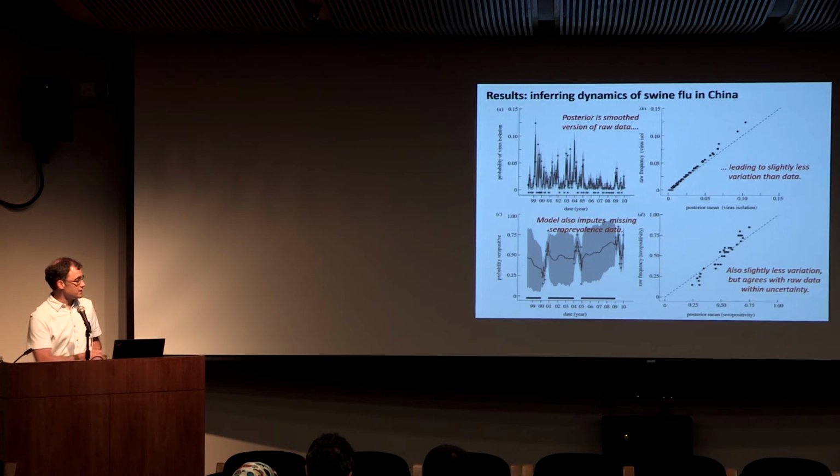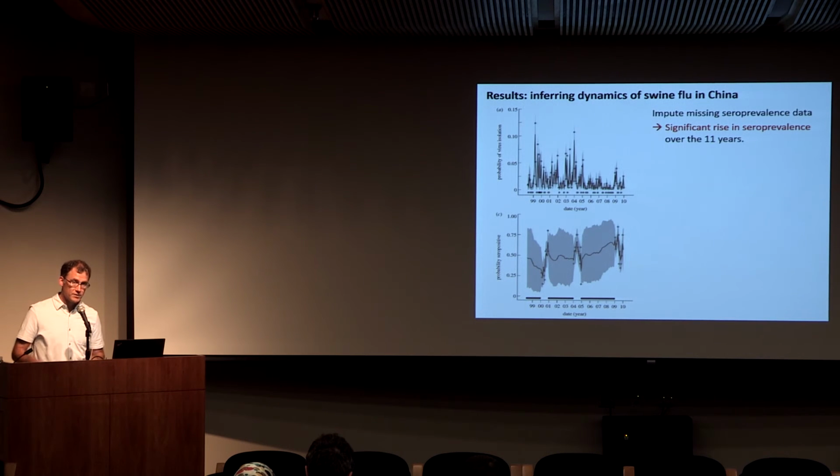Down at the bottom, you can see the time course of inferred seropositivity, so what fraction of the pigs had antibodies reflecting previous exposure to the virus. And here you can see there are periods where it's very well defined when we do have data, and in between, we actually do impute the missing data, but the confidence intervals are quite a lot bigger, or credible intervals, I should say. And again, there's slightly less variation in the imputed posterior data than in the raw data, but they do agree within uncertainty.